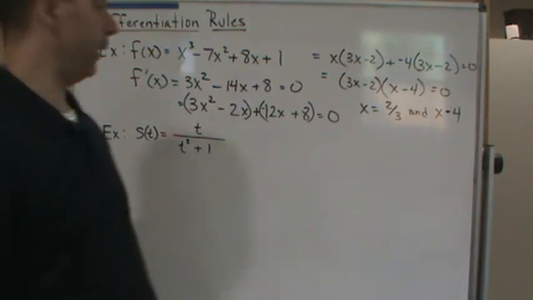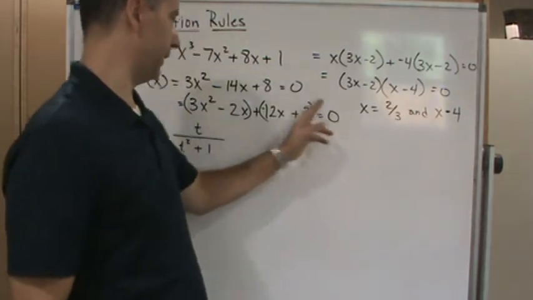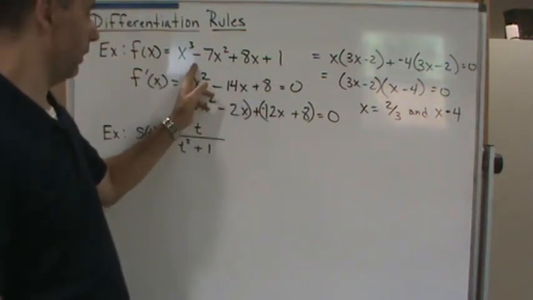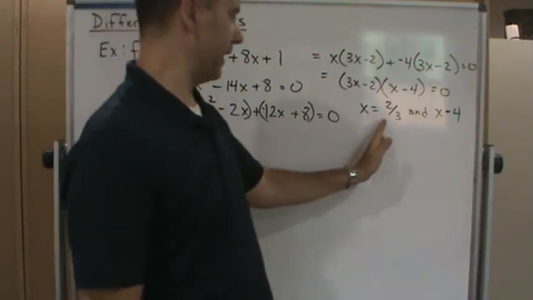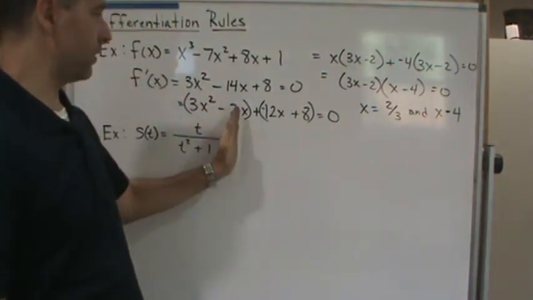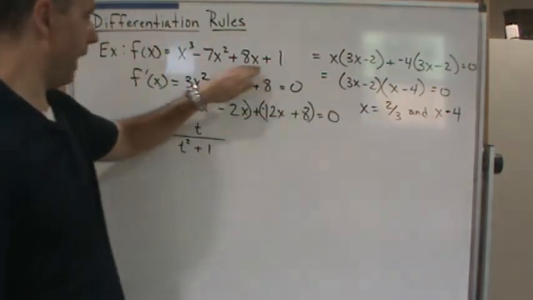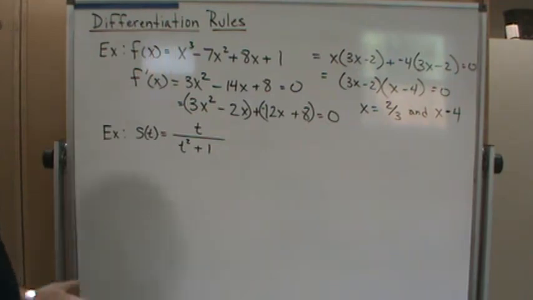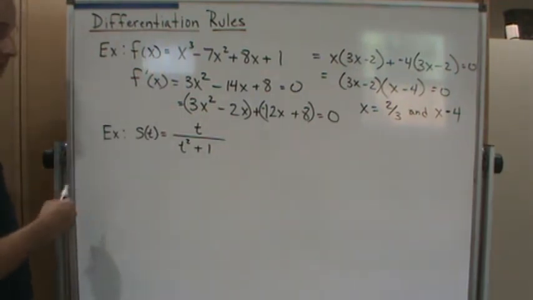And if I wanted the actual point where they're located, I would just plug the x values into the original function, not into the derivative function. We use the derivative function to find the x values where the slope of the tangent line is 0, but then to find the point, we go back to the original function and plug in. And that's it.